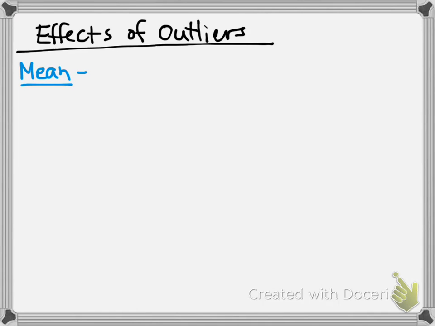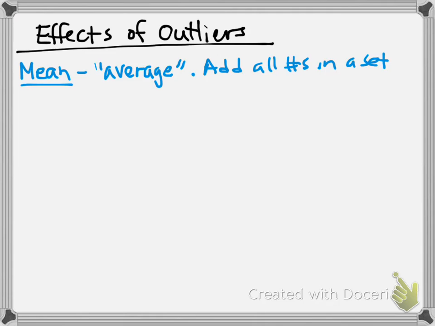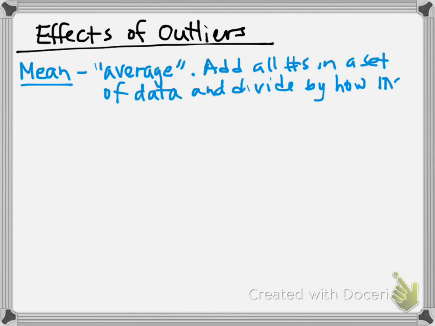Brian? It's basically the average. Okay. It's also known as the average. Okay. That's another name, but that doesn't tell me what it means or how I get it. Bastian? Okay, so add all numbers in a set of data and divide by how many numbers were in the data. Okay.